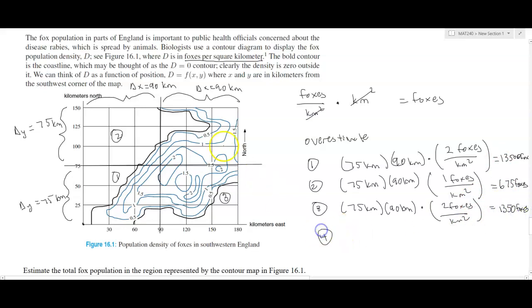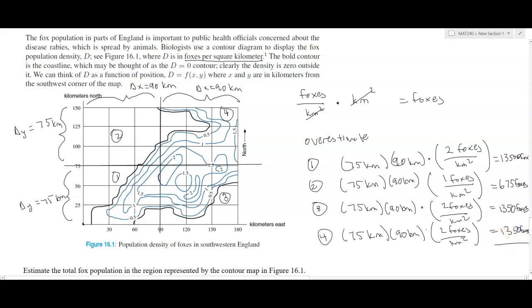And region 4, I'll do the same thing. Here's region 4, and I again see the contour of 2. I'm going for an overestimate here. So 75 kilometers by 90 kilometers by 2 foxes per square kilometer. That's going to give me, once again, 1,350 foxes.